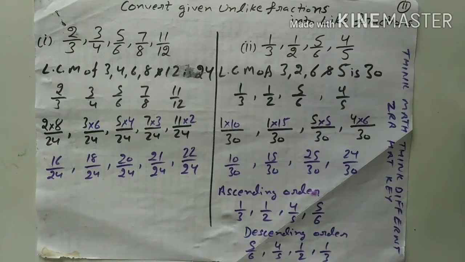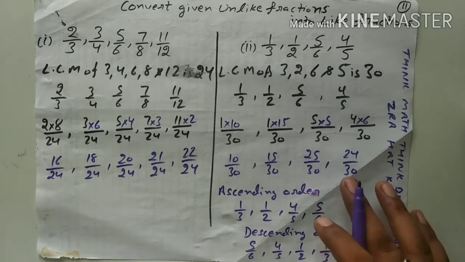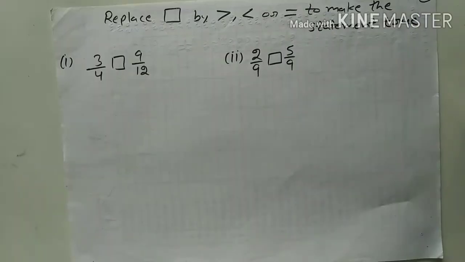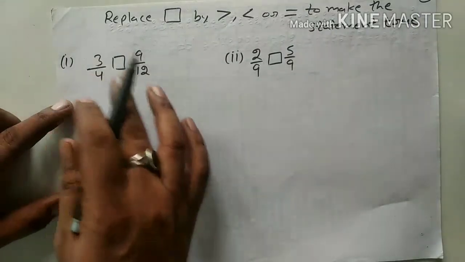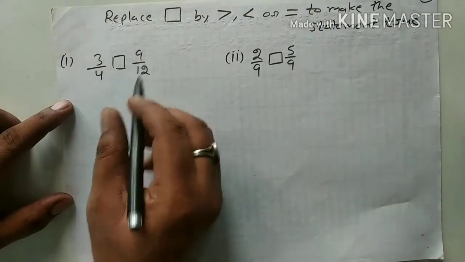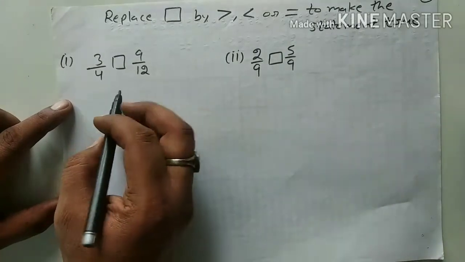Now, in the next video, we are going to solve questions regarding ascending order and descending order. Now, there are two more questions, 3 by 4 and 9 by 12. So, how will we solve these?